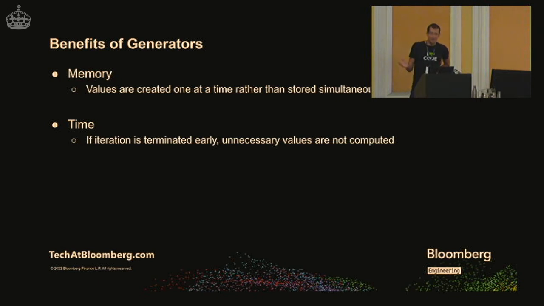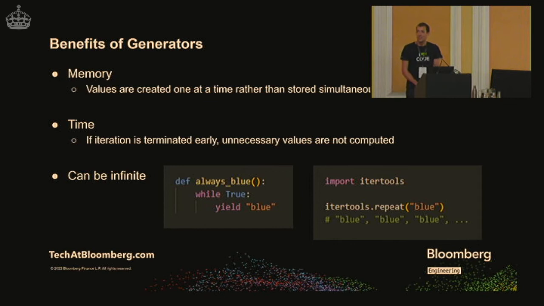But possibly the coolest thing about generators is they can be infinite. Hopefully, the code example there is large enough. If you can't see it at the back, we have a generator function called alwaysBlue, which, when iterated over, simply yields the string blue for all time. And also, I'm going to mention the itertools library, which is great for this sort of thing. It has a function that does exactly the same thing, and that's going to be a repeating theme in this talk.